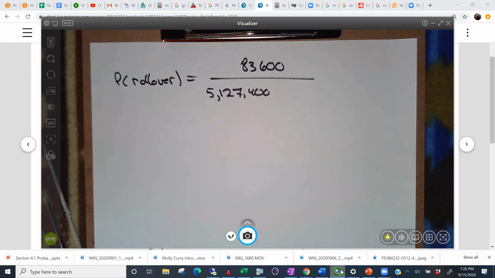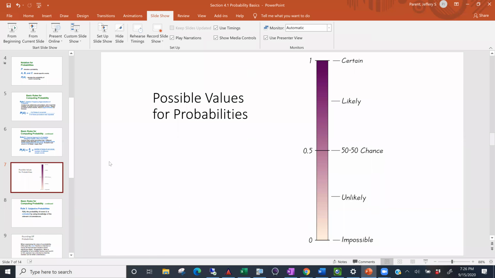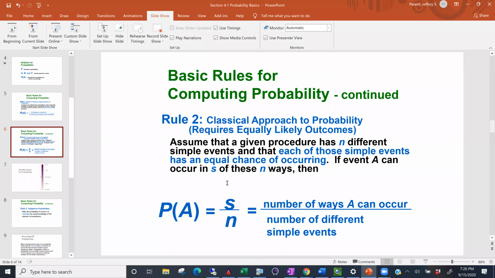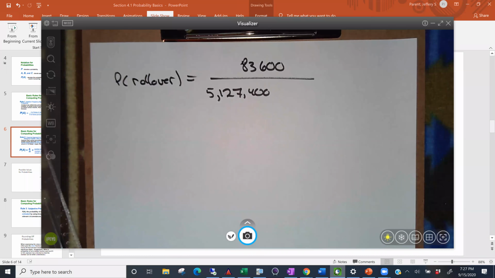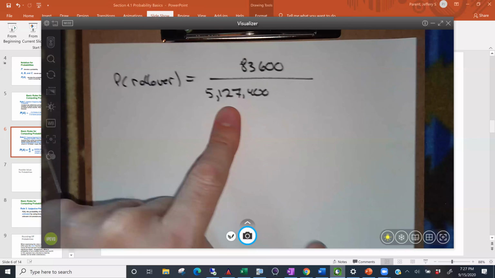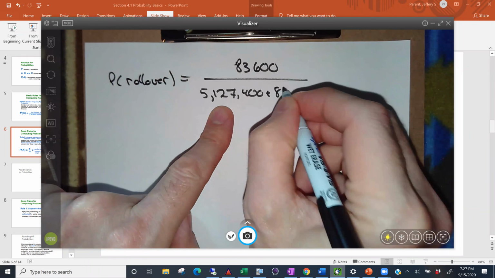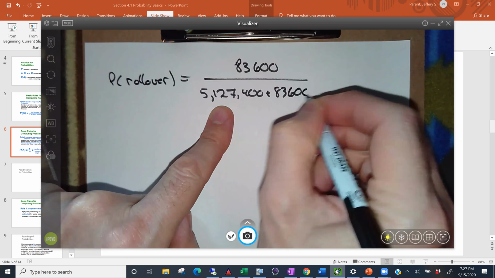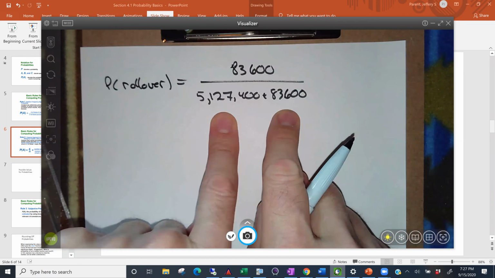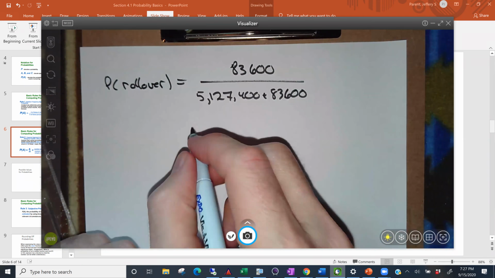Well, if we go back to that PowerPoint that I looked at earlier, when we calculate things this way, we've got to calculate the number of ways that an event can occur, which in this case is the 83,600, over the number of different simple events. And here in the denominator, we're lacking a little bit. These are the number that didn't roll over. We've also got to add in the number that did roll over to get the total number of car accidents under investigation.